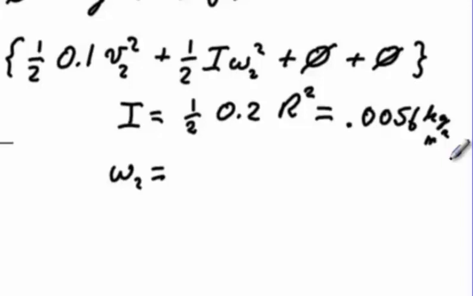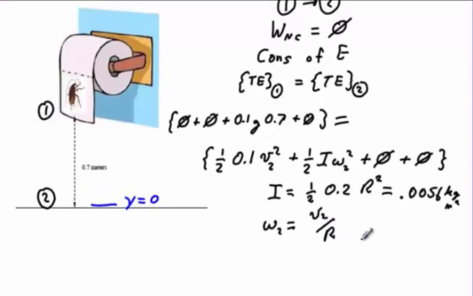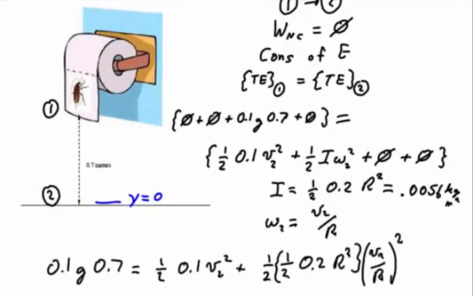To address the angular velocity term, we recognize that the toilet paper unrolls, and therefore the linear velocity of the roach is directly related to the angular velocity of the toilet paper by v2 divided by the radius. When I plug these terms in, I'm going to leave the radius as a variable r, since I anticipate that this will cancel before the equation is done. As anticipated, the 2 factors of radius from the moment of inertia cancel with the 2 factors of radius from the angular velocity.